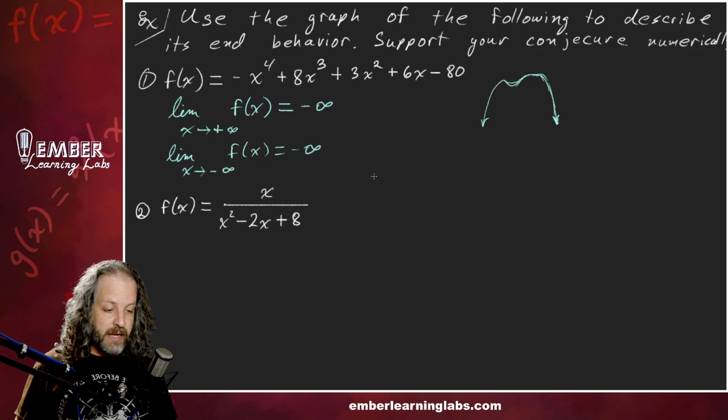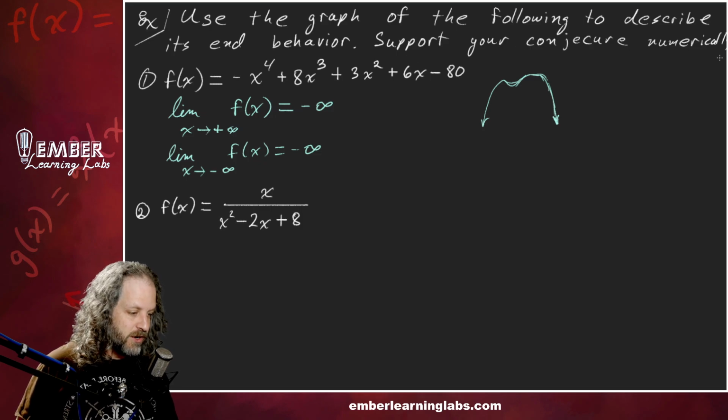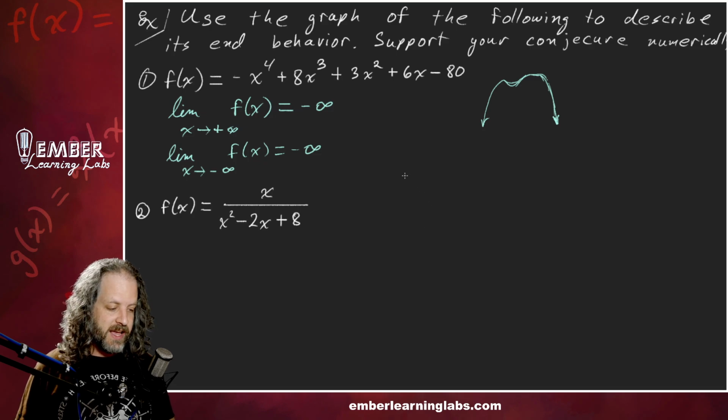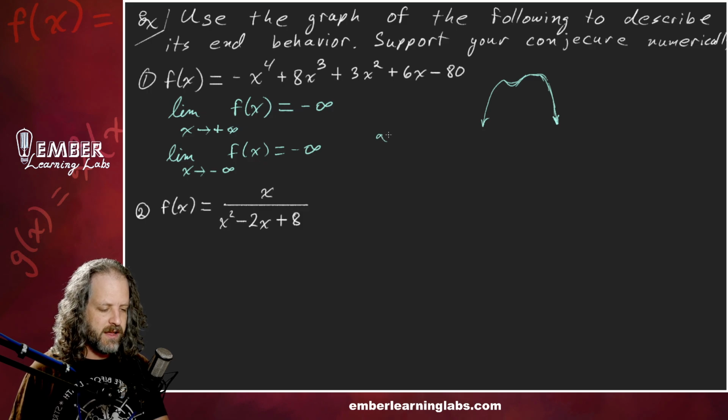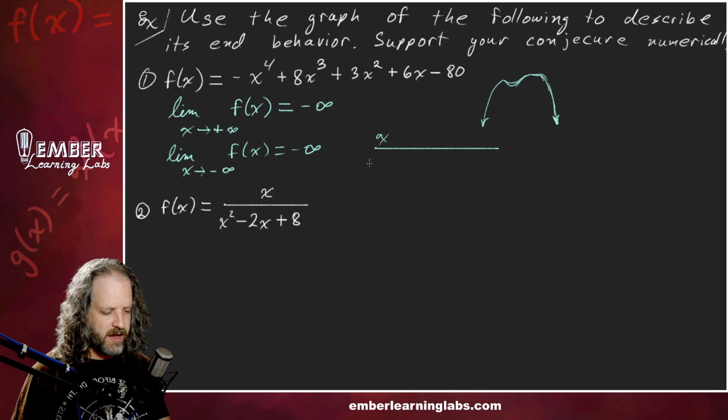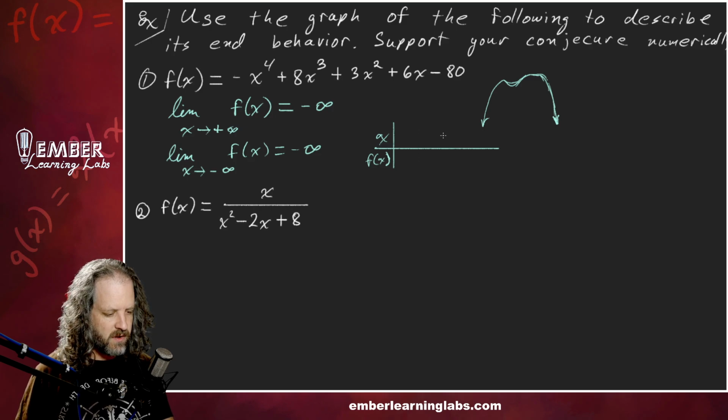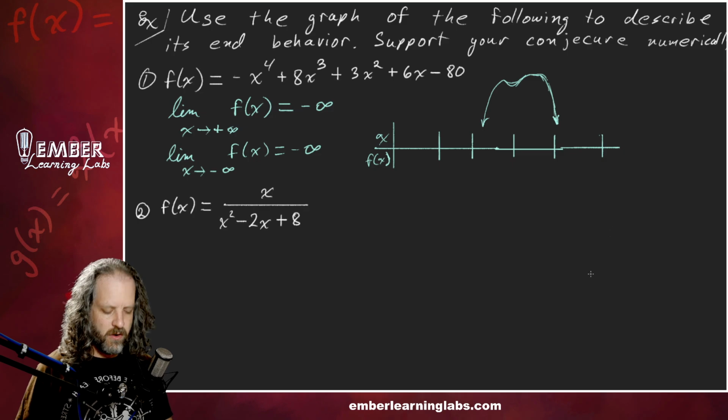Now, there's this little other bit in the instructions. It says support your conjecture numerically. Okay, so what we're going to do is add a table. That's what we're talking about, where we support it numerically, right? So we're going to add x and an f of x. As far as my class is concerned, you can certainly do a horizontal table like this or a vertical one. And I'm going to put 5 values on here: 1, 2, 3, 4, 5. All right, so on our table.